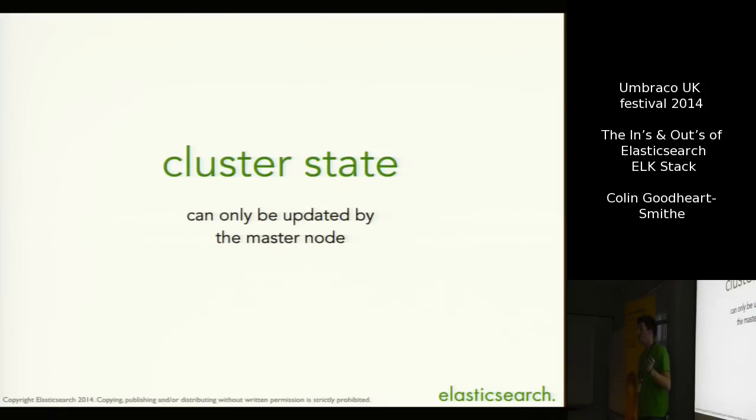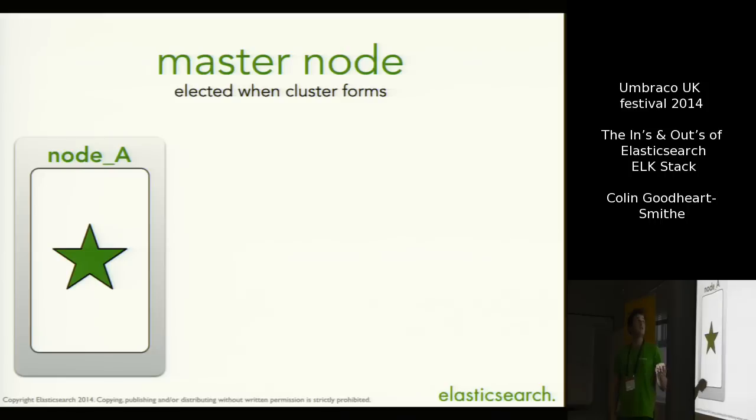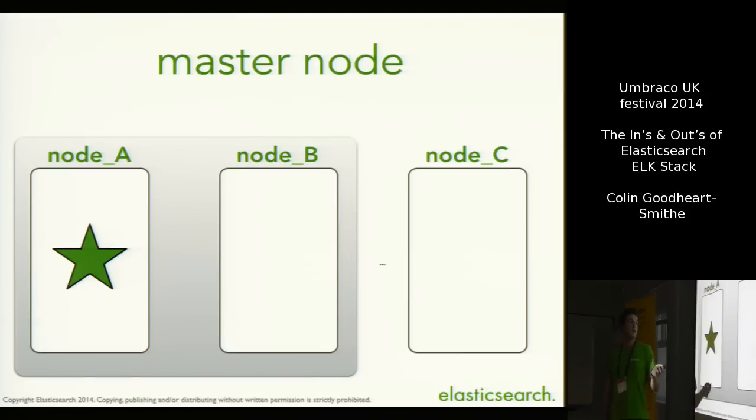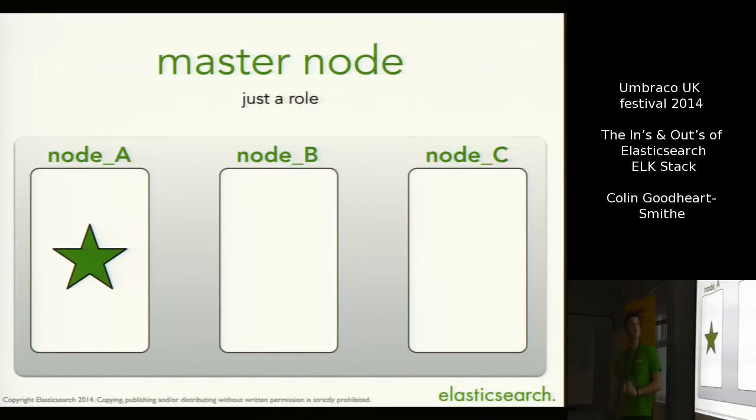The cluster state can only be updated by the master node. So when you start a new cluster, in this instance with a single node, you start it up, it will form a cluster on its own, and it will elect itself as the master. When you add new nodes to your cluster, they'll join, and because the master's already been elected, they'll just join and they'll know that node A is the master.